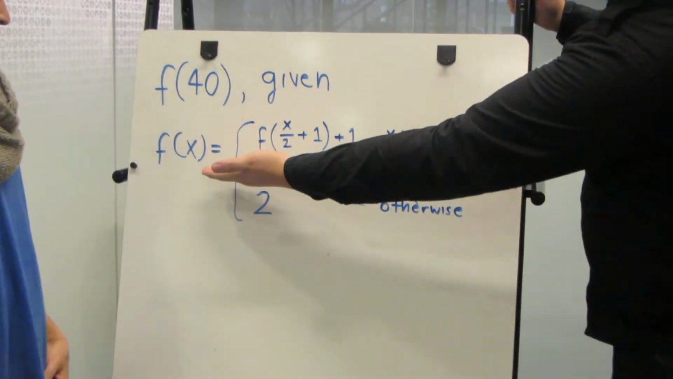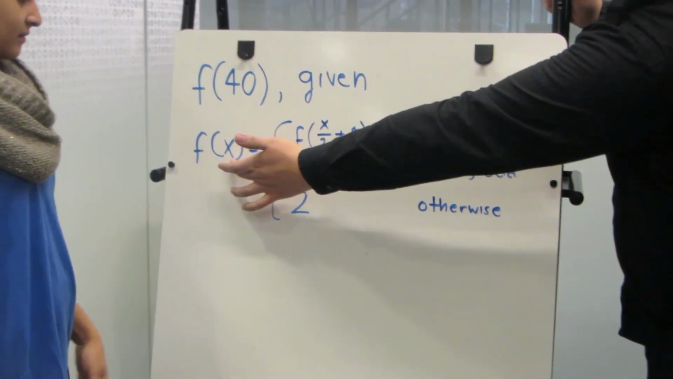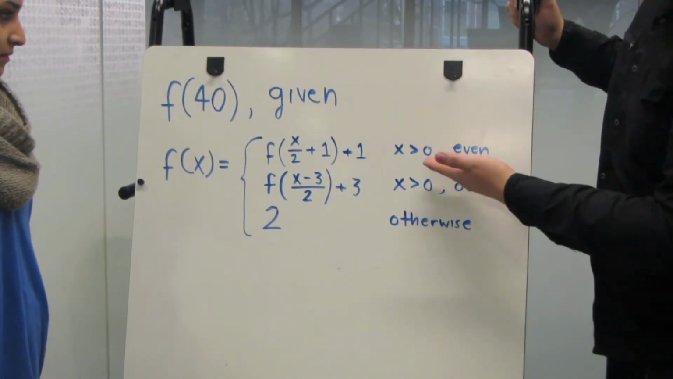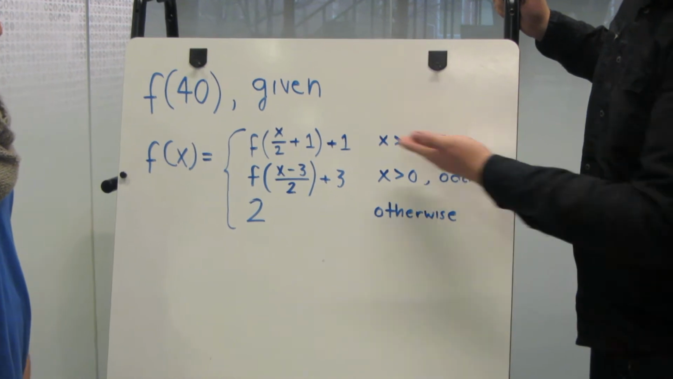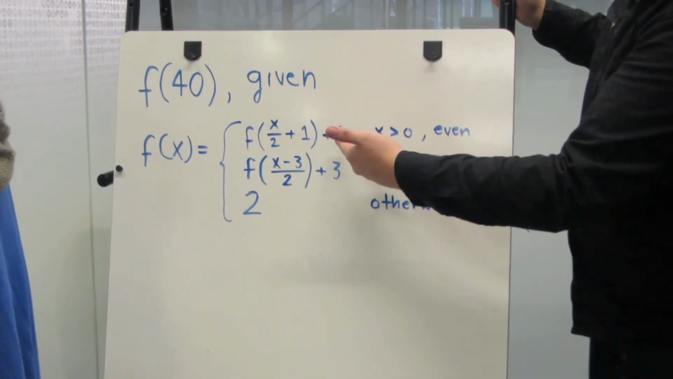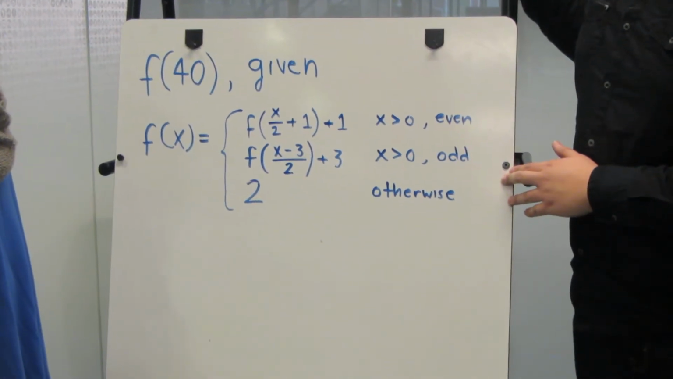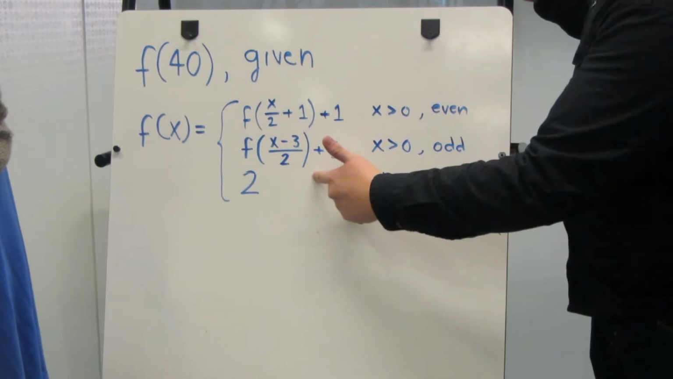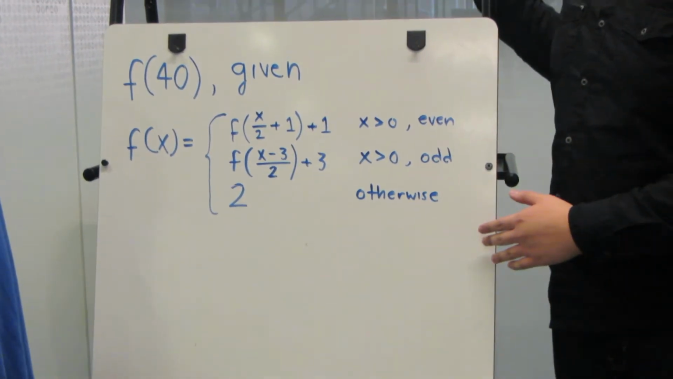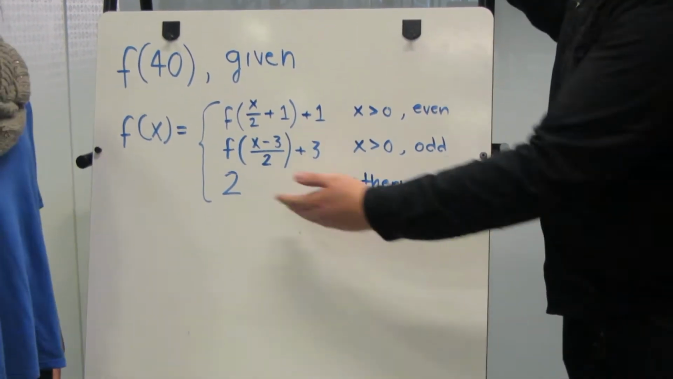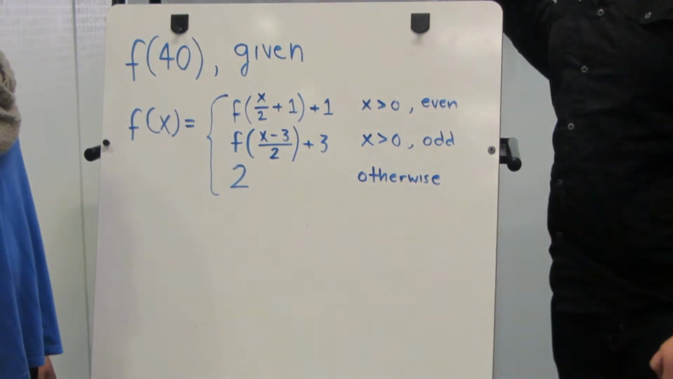Our function here is f of x, x being the input, and when x is an even input, we compute with this part of the function. When x is an odd input, we compute with this part of the function. And when x is neither odd nor even, 2 is our answer.